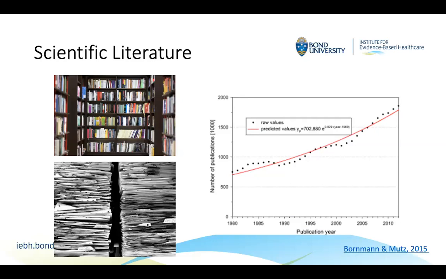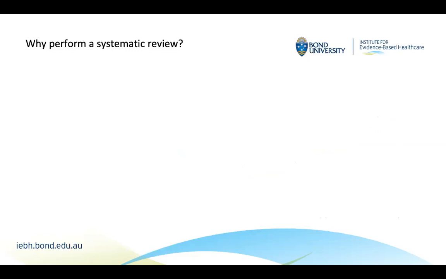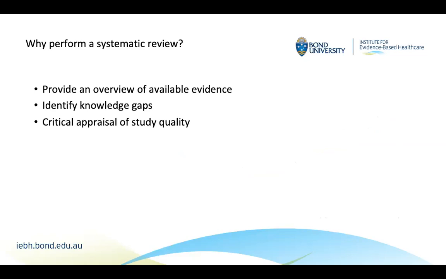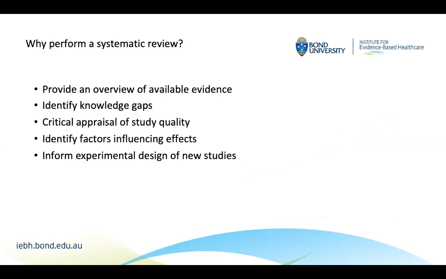But we shouldn't stop there. Systematic reviews are actually a really good tool. They provide an unbiased overview of all of the available literature. You can identify knowledge gaps to generate new research questions. Critically appraise the study quality, which is very important, especially in this day and age of the reproducibility crisis. And using meta-analysis, identify factors that influence effects that we see. And of course, inform the experimental design of new studies and reduce waste in future research.